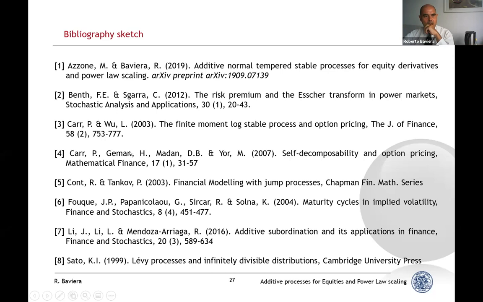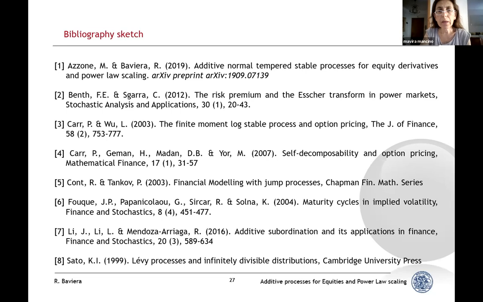The first one is this Carr, Geman, Madan, Yor, 2007, in Mathematical Finance, where they introduce this self-similar process, also known as the Sato process. And then, more recently, the paper of Li and Mendoza-Arriaga on financial stochastics, introducing a quite large class of additive processes.